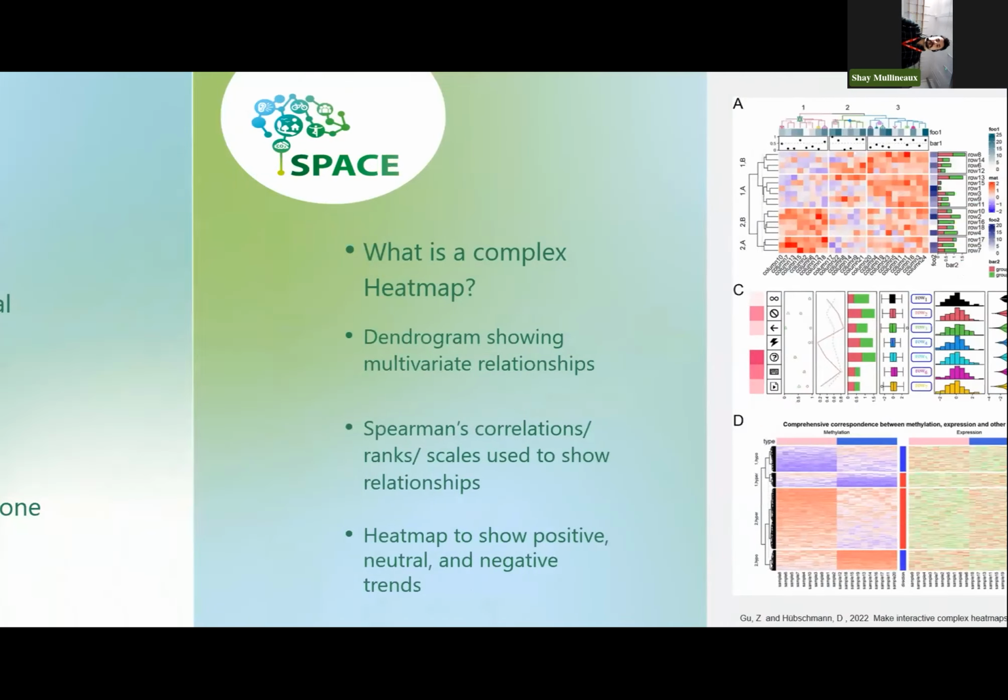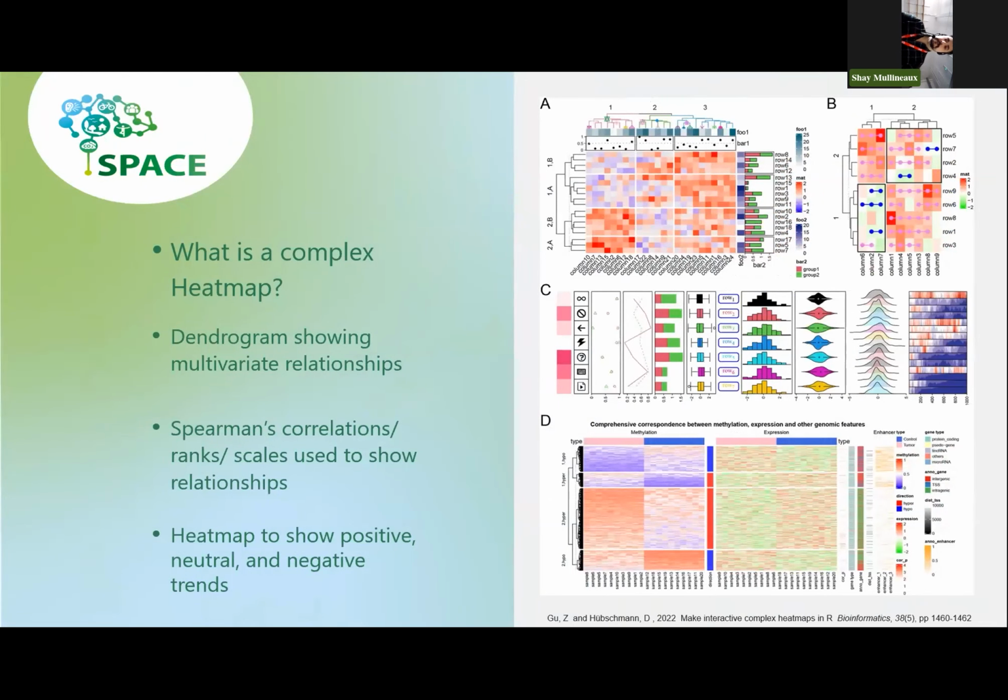So next question, what is a complex heat map? Generally speaking, it can be any one of the sorts of diagrams that you might see there, aside from the ones in the middle, but essentially it is a dendrogram showing multivariate relationships coupled with a heat map of some kind. The heat map is often created using something like a Spearman's correlation, but it may also be something like ranks or scales. The heat map will show both positive, neutral, and negative trends.